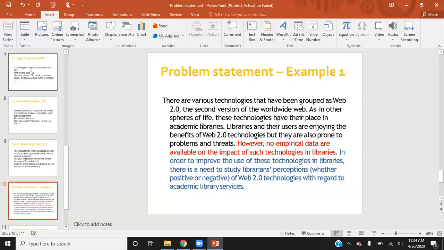So when you develop your problem statement, first you're going to explain what the main problem is. Then you're going to say that this is there, but what is missing, the missing part, is the one that you are working on. And then you're going to talk about what needs to be done about it, what there is to do.